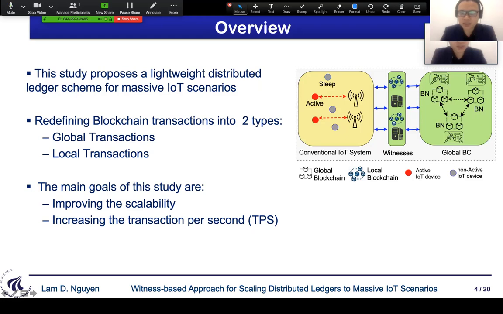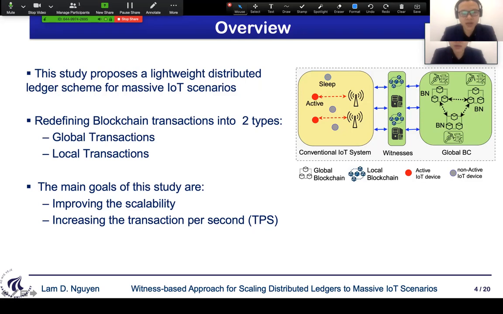For example, the local transactions are generated from IoT devices which are connected to the same witness, and the local transactions will be processed at the witness system, not the global blockchain system. And the global transactions are those generated from IoT devices which are connected to different witnesses. So the global transactions will be processed at the global blockchain.